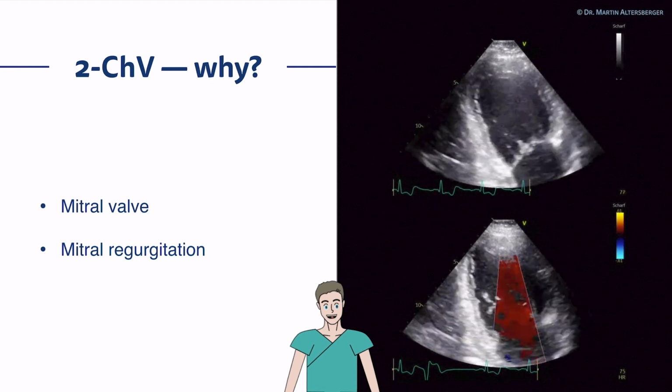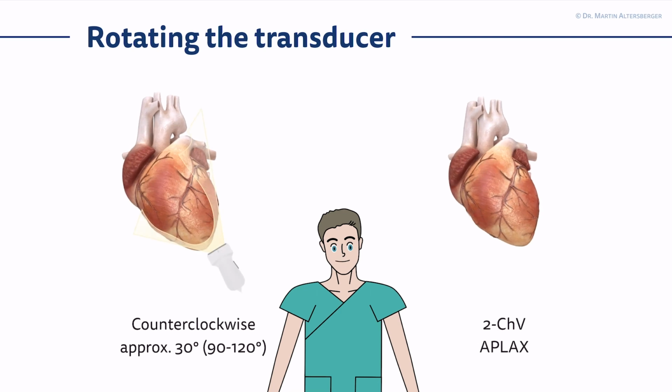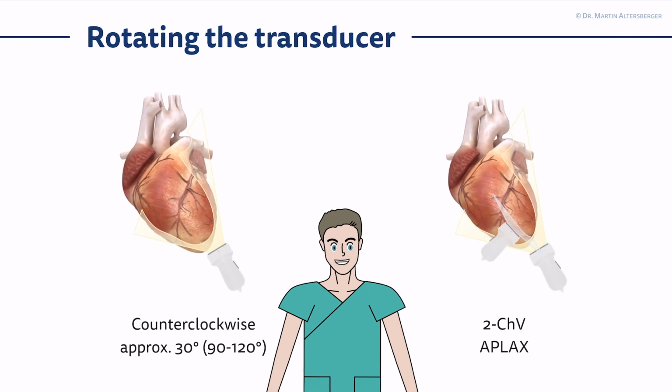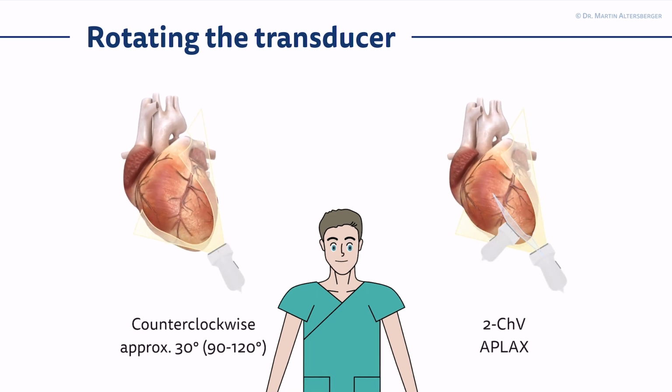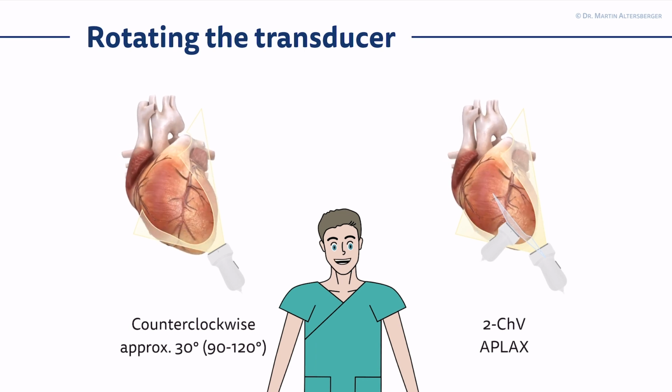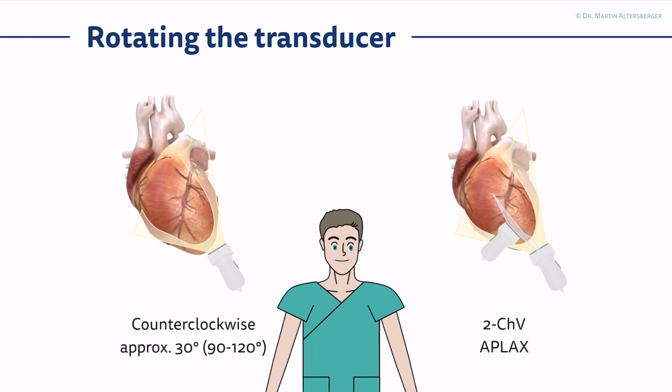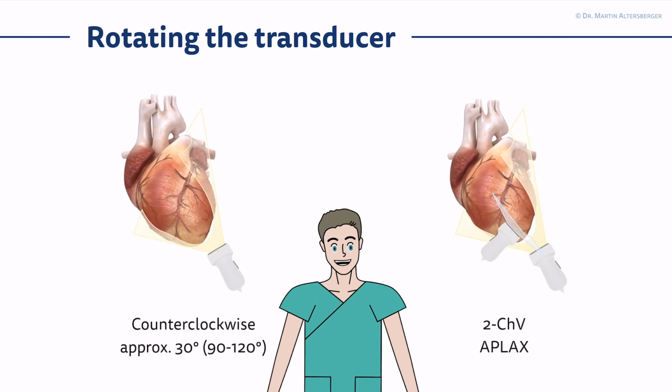Which part of the mitral valve we will discuss shortly. Now continuing from the two-chamber view, counterclockwise rotation approximately 30 degrees. Overall from the four-chamber view it's 90 to 120 degrees. You are then seeing the apical long axis view.